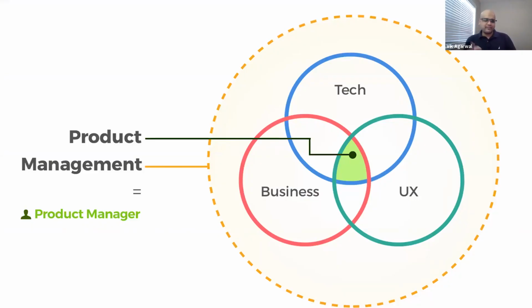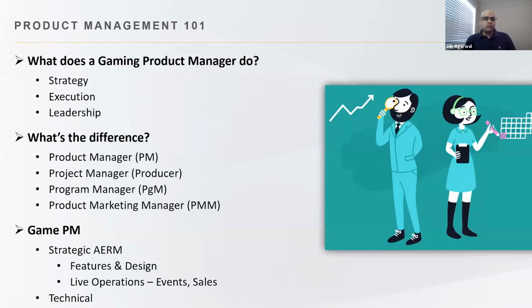As you can see, this is a really common definition for a product manager. It's somebody who's at the intersection of tech, business, and UX. But this doesn't really tell people what a PM does day to day. And that's what we're really here to cover. So what does a gaming product manager do? A gaming product manager takes care of three things.